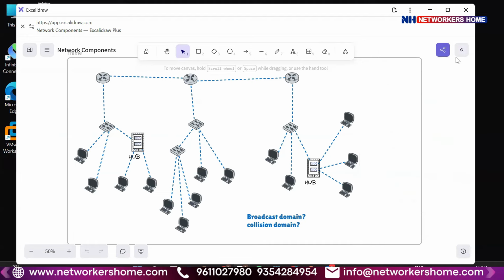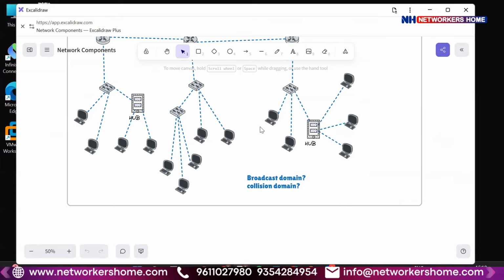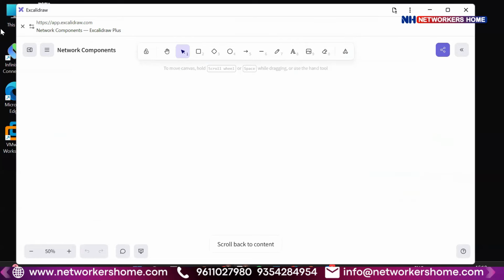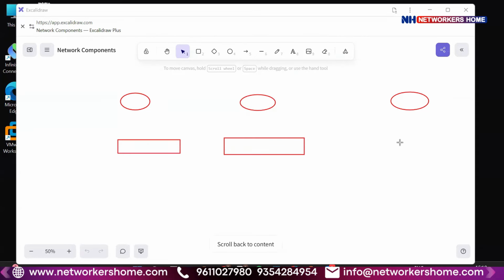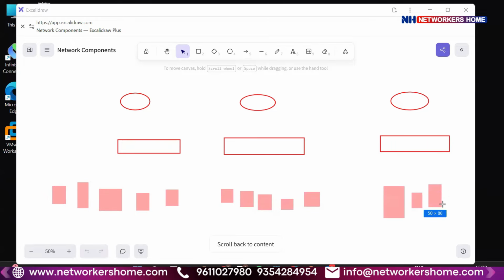Here I'm telling you one scenario. 3 routers connected with 3 switches, and each switch is connected with 5 PCs. If I say this, how are you going to make a diagram? See, I am going to say like this. 3 routers: 1, 2, 3. 3 switches: 1, 2, 3. Right? And I'm saying 5 PCs each: 1, 2, 3, 4, 5, for each switch. Now they are all connected with each other like this.